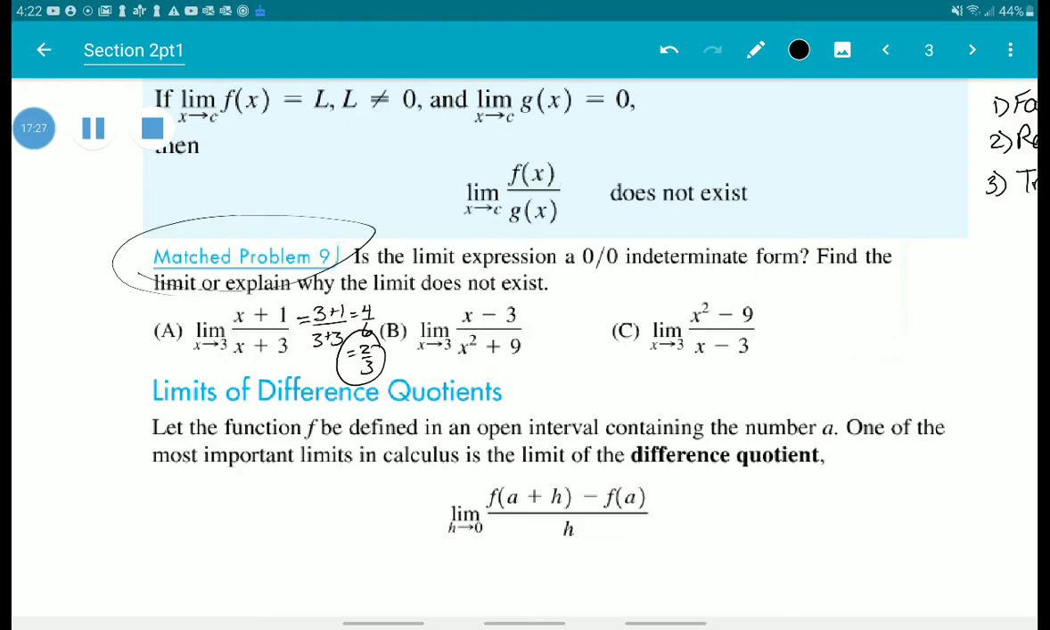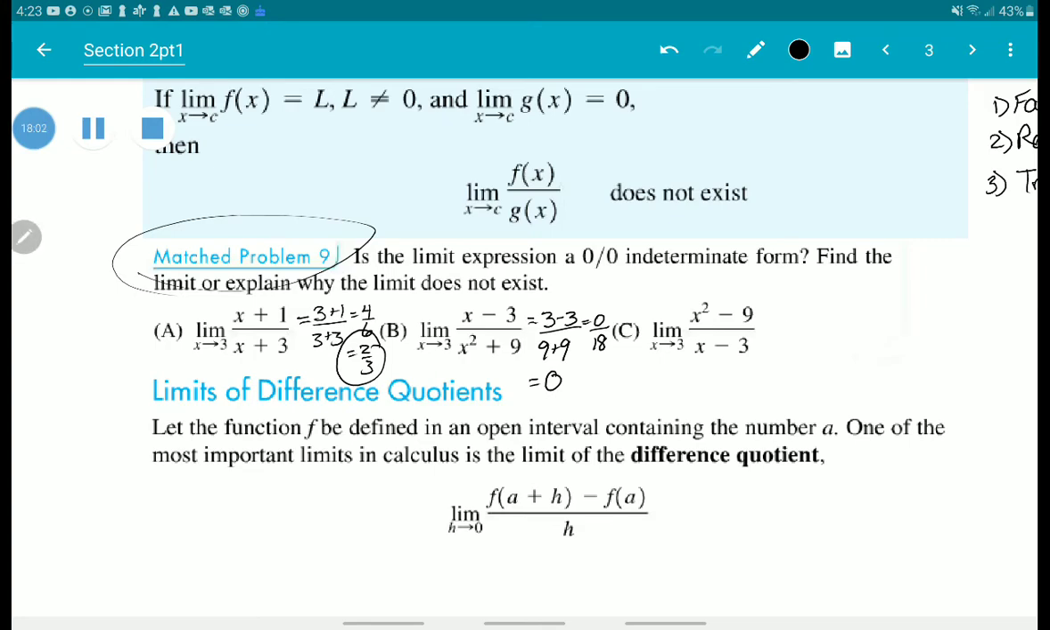Not an indeterminate form. If we look at B and we substitute in the 3 here, notice the top is going to give us a 0 and the bottom gives us an 18. 0 divided by 18 is going to be equal to 0. So that one's fine as well. But if we look at C, now, if we try to substitute in 3, we are going to get that indeterminate form of 0 over 0. So that means that we need to try to factor and reduce.